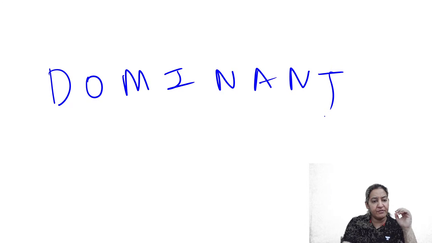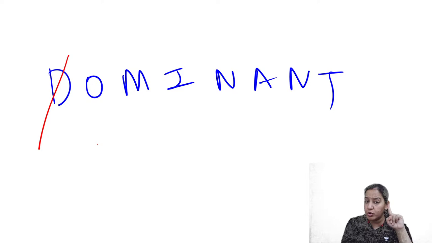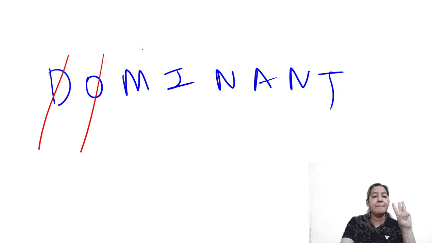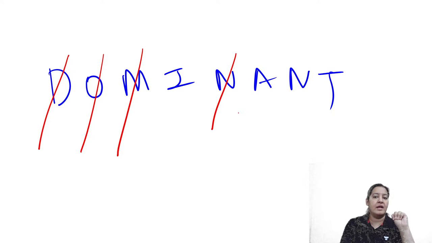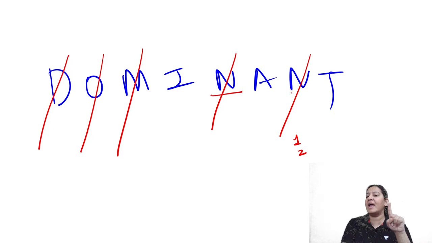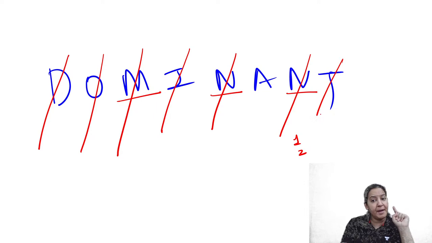D-O-M-I-N-A-N-T. Say the full form of dominant again and again so that you can learn it. D is dystrophy, myotonic dystrophy, the main dystrophy. O is osteogenesis imperfecta. M is Marfan. Questions have come many times on Marfan. N is Noonan, and one N is neurofibromatosis, neurofibromatosis type 1 and 2 both. So one N is Noonan, one is neurofibromatosis, and M is Marfan. I is intermittent porphyria. T also has a PYQ, tuberous sclerosis.